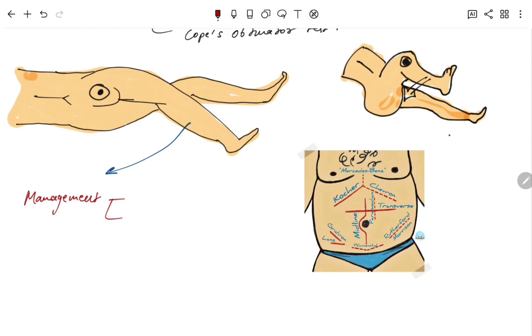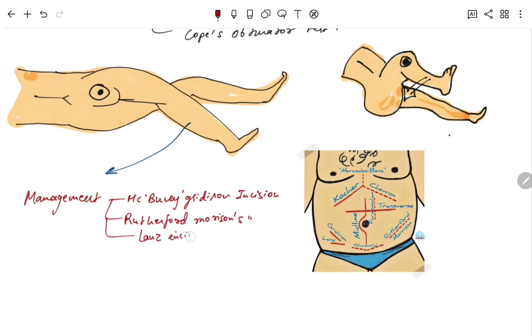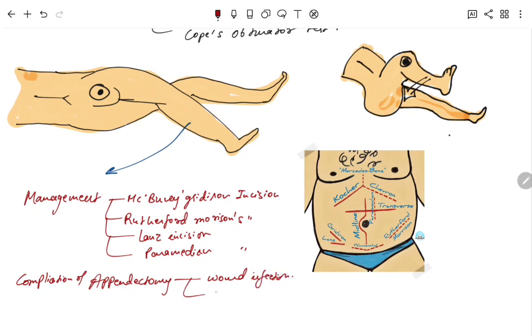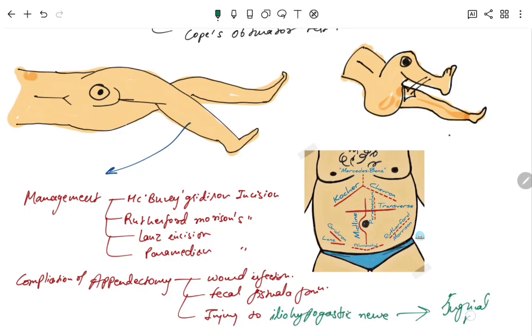Now management, first is appendectomy through McBurney's gridiron incision, and Rutherford Morrison incision, Lanz incision, and paramedian incision. As you can see in the diagram, all the incisions are drawn like Gray, Darren, and Lanz. Complications of appendectomy are wound infections, fecal fistula formation, and injury to the iliohypogastric nerve, which leads to inguinal hernia.